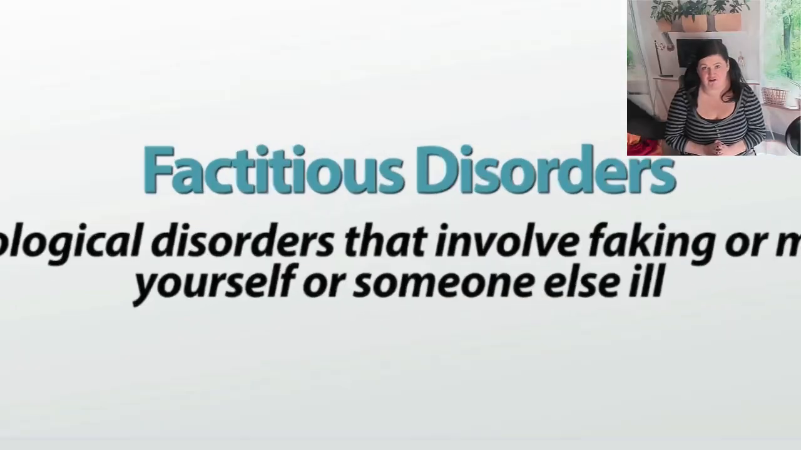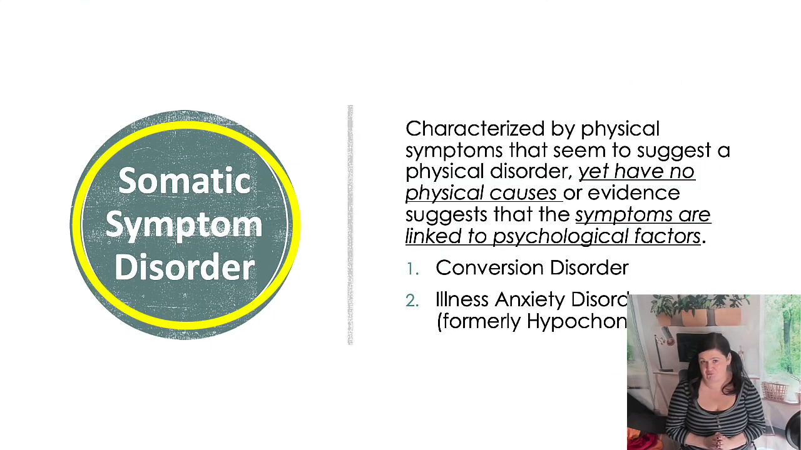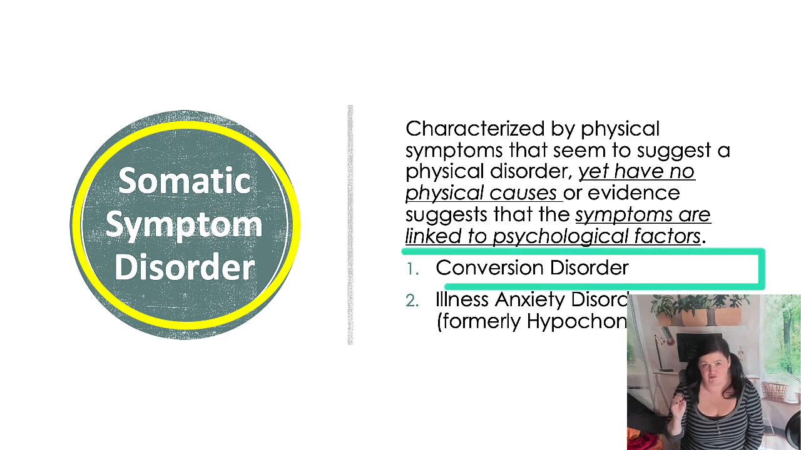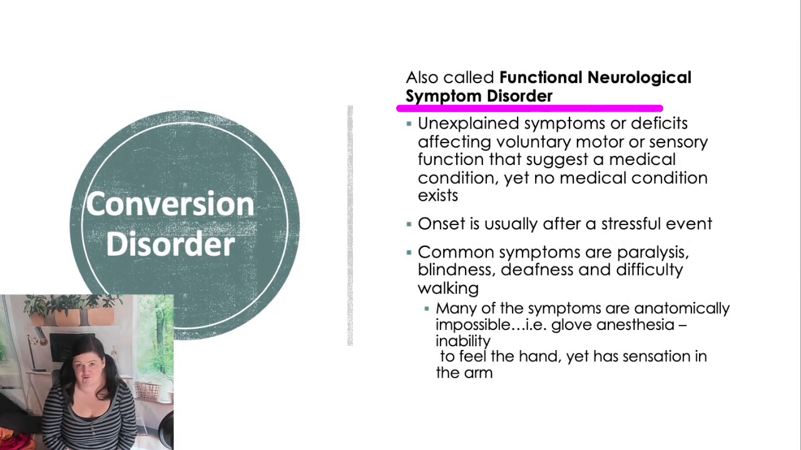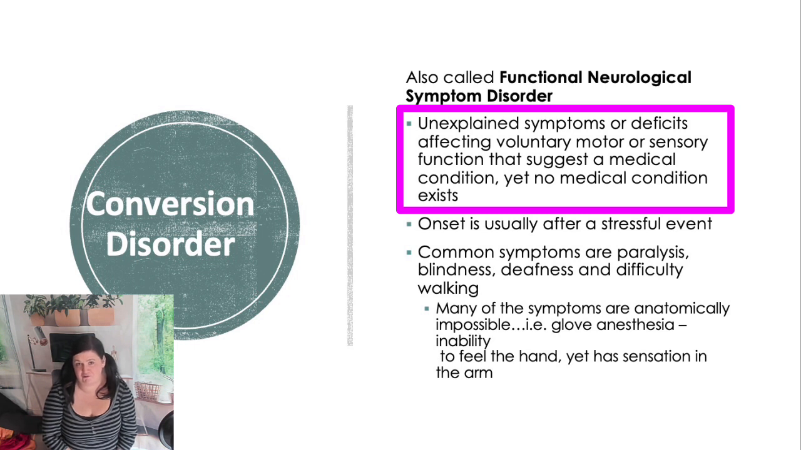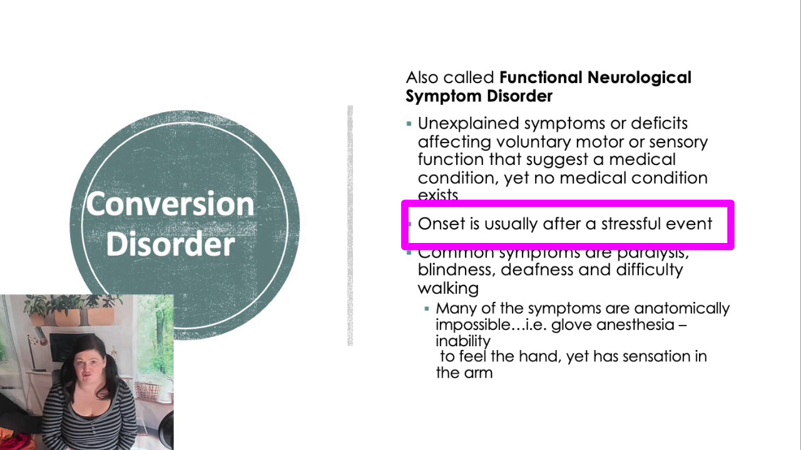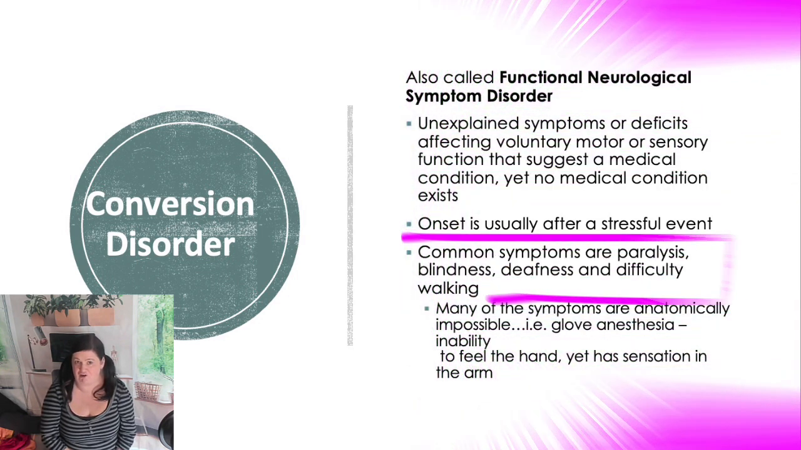In the treatment of psychology, we know that when we tag a mental disorder, you really want to make sure that you bring it back to the somatic symptom disorder. Conversion disorder is also called functional neurological symptom disorder, and there are unexplained symptoms or deficits affecting the voluntary motor or sensory functioning, and that suggests a medical condition, but no medical condition actually exists.